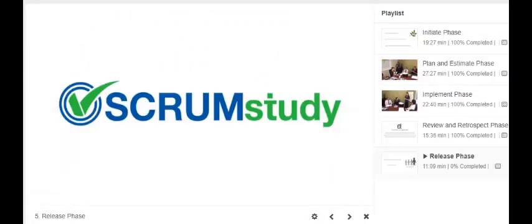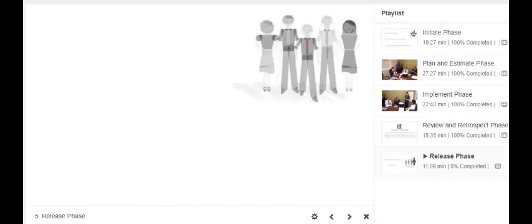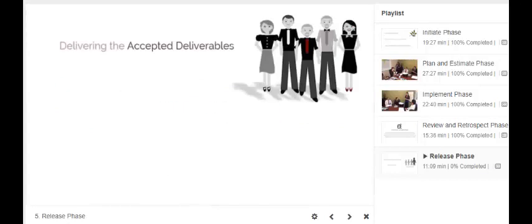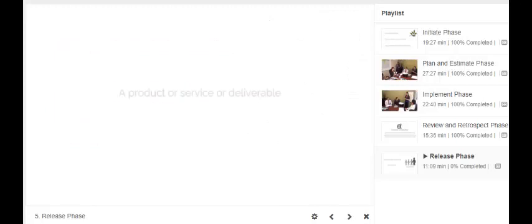In the last video, we discussed the review and retrospect phase, and today we will be taking up another phase in Scrum called the release. So let's get started with it. The release phase emphasizes delivering the accepted deliverables to the customer and identifying, documenting, and internalizing the lessons learned during the project. The term product in the SBOK Guide may refer to a product, service, or other deliverable.